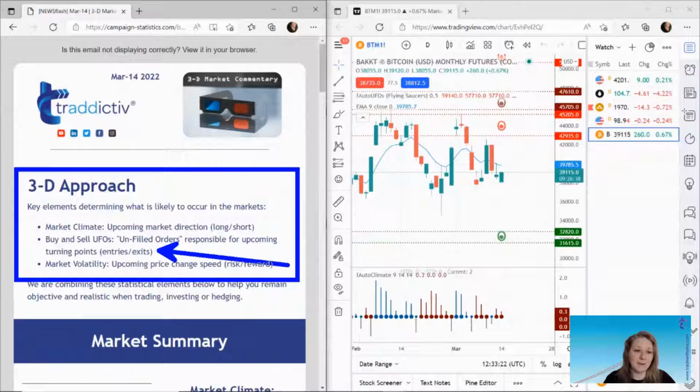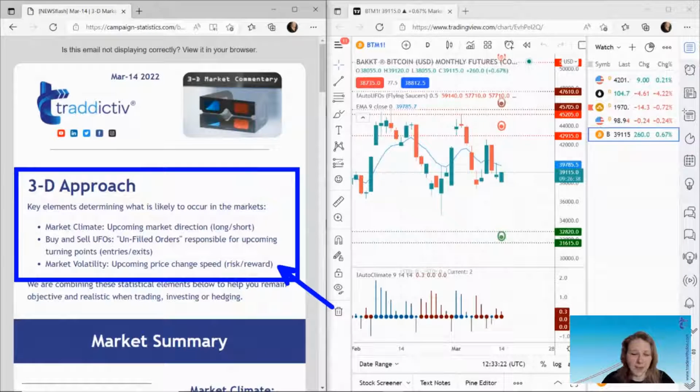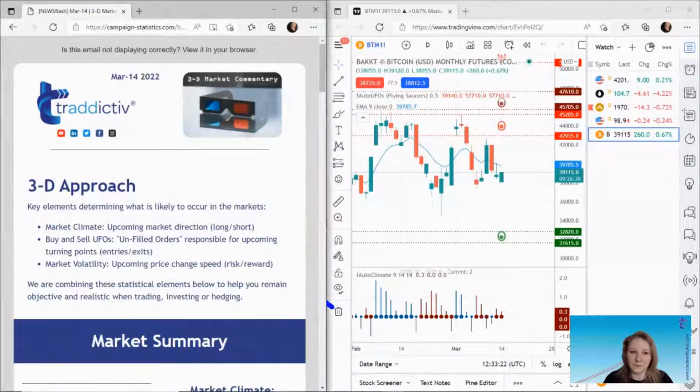Then we'll look at buy and sell UFOs. UFO in this context stands for unfilled orders. What it means is, where do we have buyers waiting that could push price up? And where do we have sellers waiting that could push price down, that could change the direction of price? We have this in our Auto UFO app, pointing out the buyers and sellers. The green ones show us where buyers are, the red ones show us where sellers are. So we'll look at that per market as well. And then we'll look at market volatility, which is how quickly we expect these markets to move.